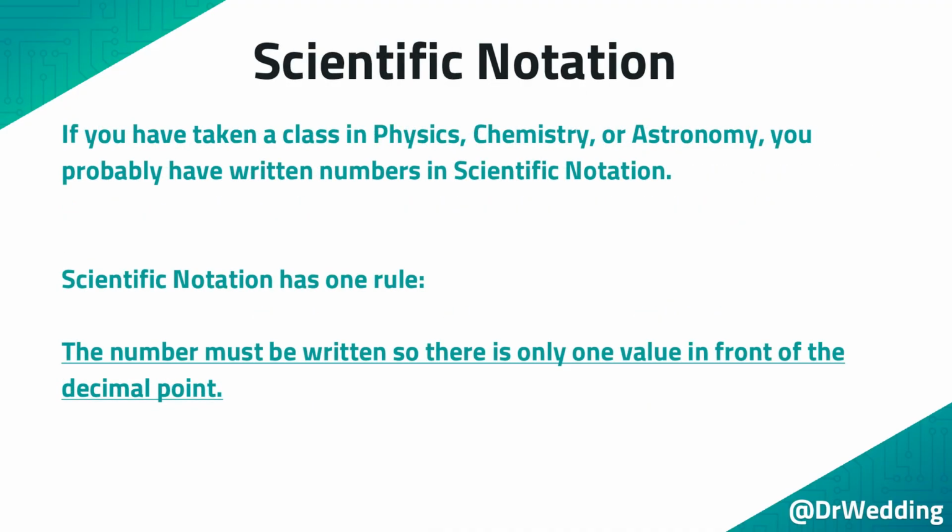If you have taken a class in physics, chemistry, or astronomy, you probably have written numbers in scientific notation. Scientific notation has one rule. The number must be written so there is only one value in front of the decimal point.